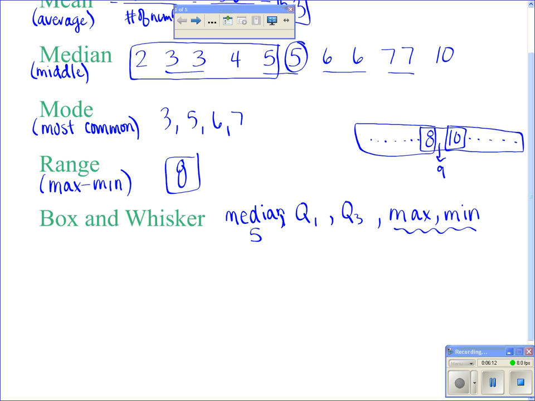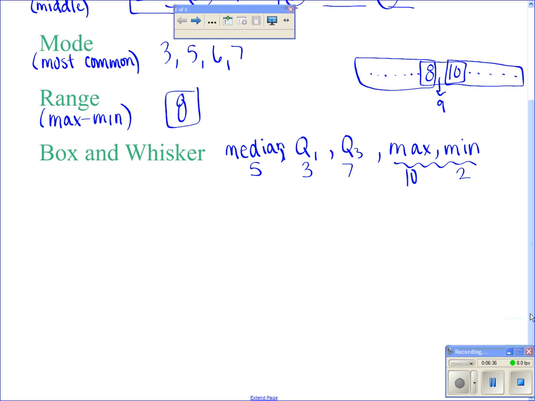So looking at this left-hand side, there's Q1, and here's Q3. You just find the median of whatever is left over of your two sides, the left and the right. The max and the min are also used on this graph. So, box and whisker. We want to first draw the number line. And our numbers range from 2 to 10, so I'm going to start at 0, go up to 10, and then put all my dashes. Get 5 in the middle.